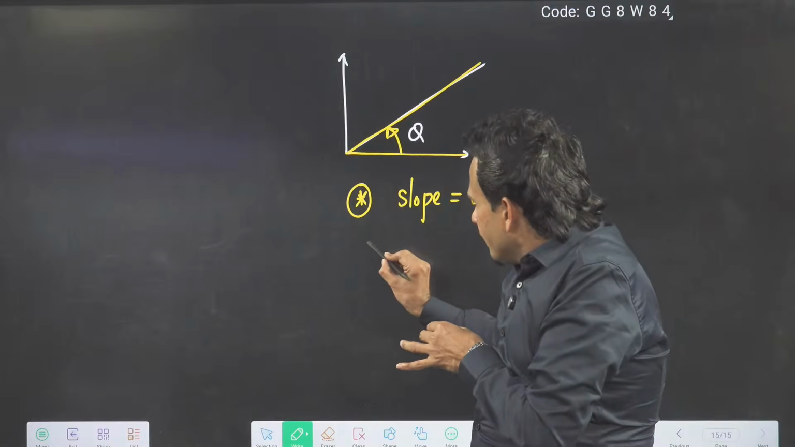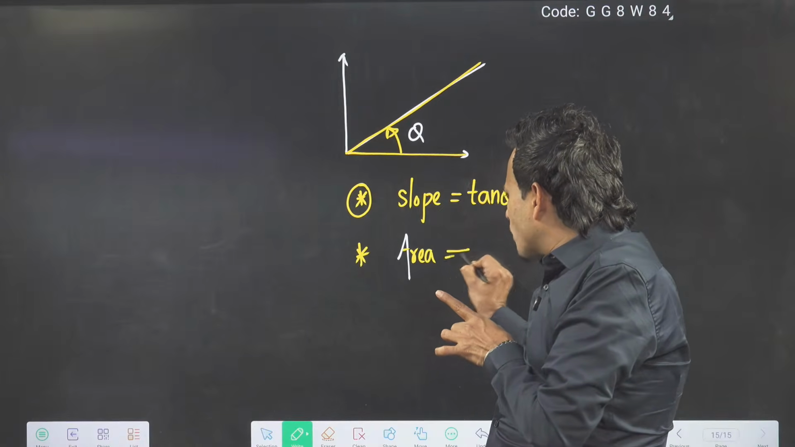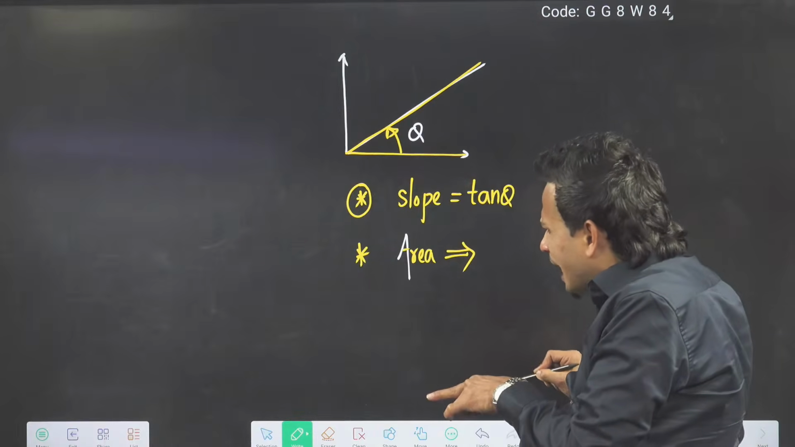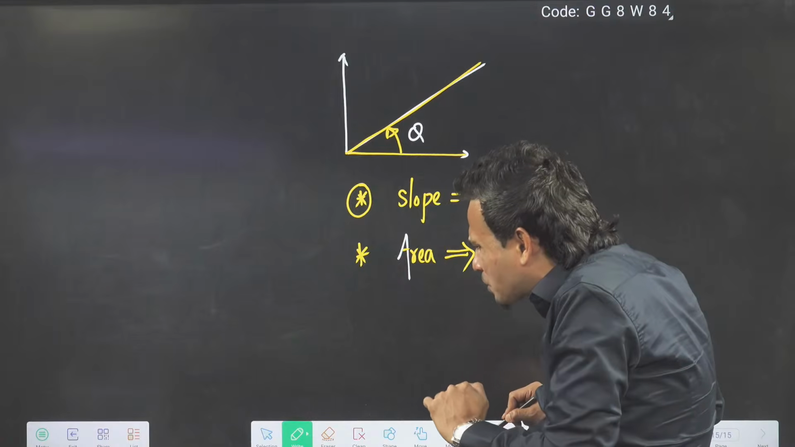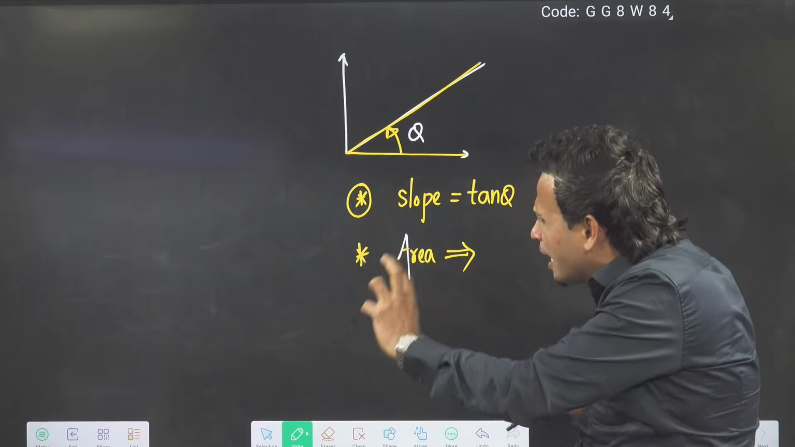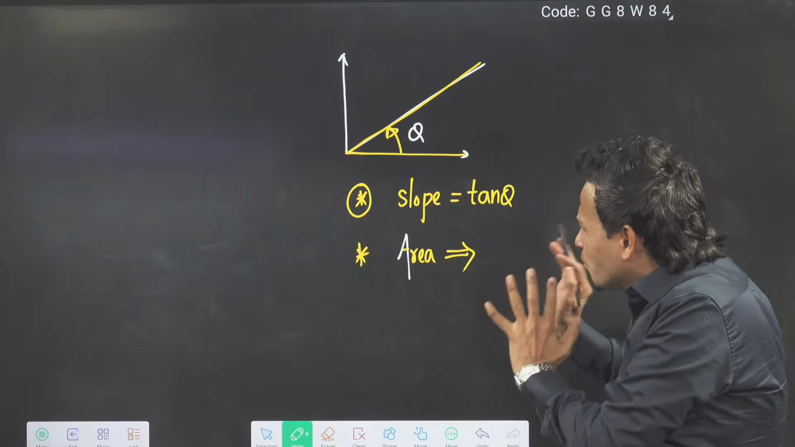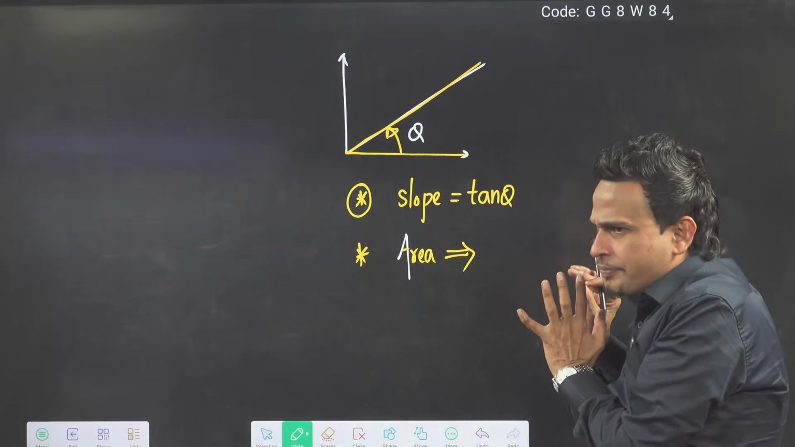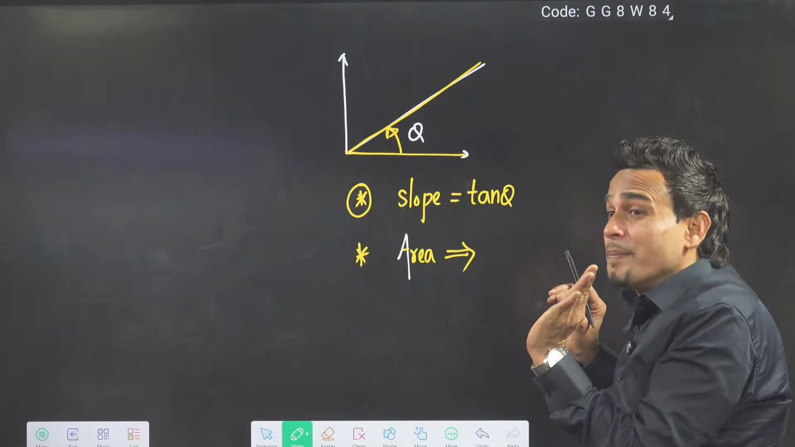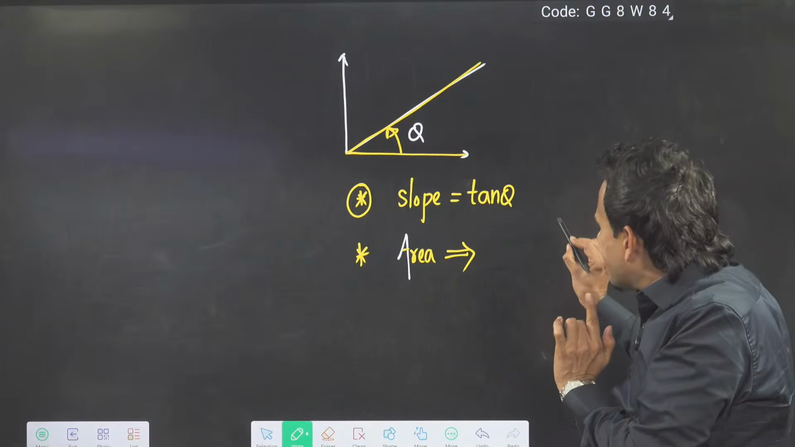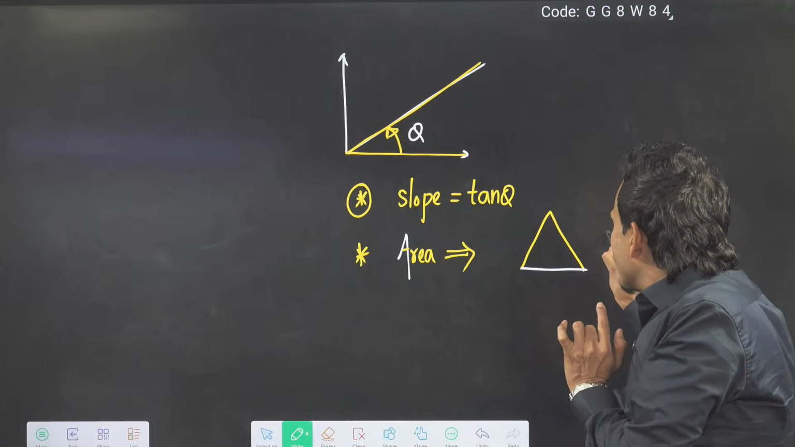Second will be the area. Whenever you have to calculate area, means velocity time graph given, someone asks you displacement, so you have to calculate area of velocity time graph. Acceleration time graph given, someone asks you find change in velocity, you have to calculate area, and area you will be calculating depending on the graph. And for that, you must know area of some basic structure, because sometimes your graph will be in the form of triangle. What is the area of triangle?